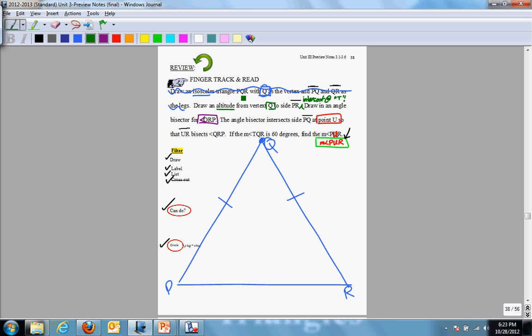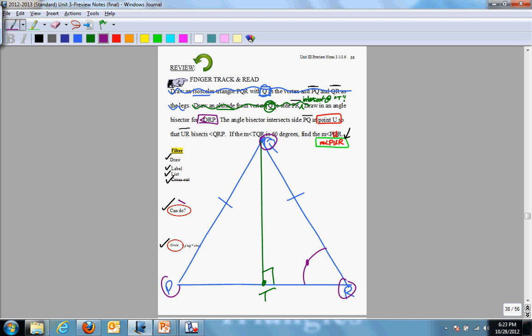It says draw an altitude from point Q to side PR intersecting at T. So here's an altitude, corner down to a right angle at point T. Cross that out. Draw an angle bisector of QRP. Here's Q, here's R, here's P, so that's this angle we're going to cut in half. I'm drawing an angle bisector here.